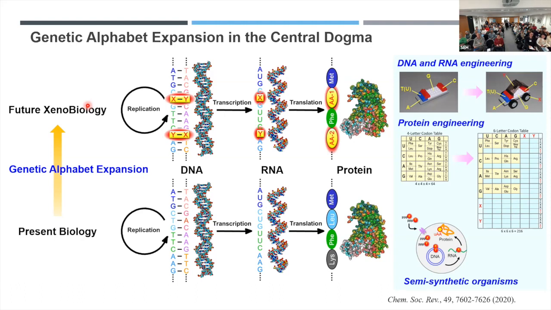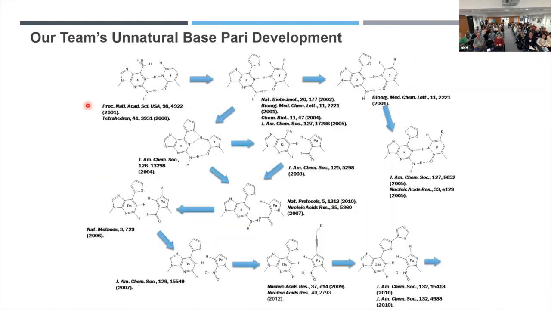So to this end, we have to develop new unnatural base pairs that can function in replication. For more than 25 years, we have been struggling to develop new unnatural base pairs by improving them step by step. Finally, we developed the Ds-Pa and Ds-Px pairs. Especially the Ds-Px pair exhibits high fidelity in replication and PCR amplification.